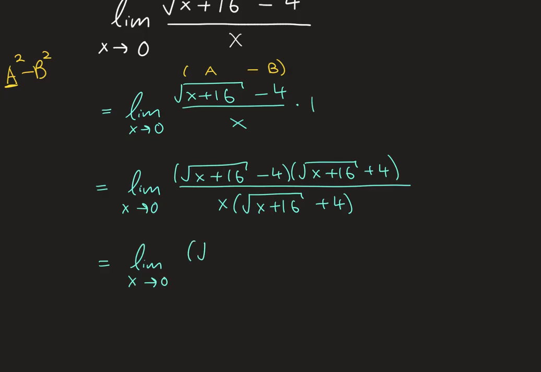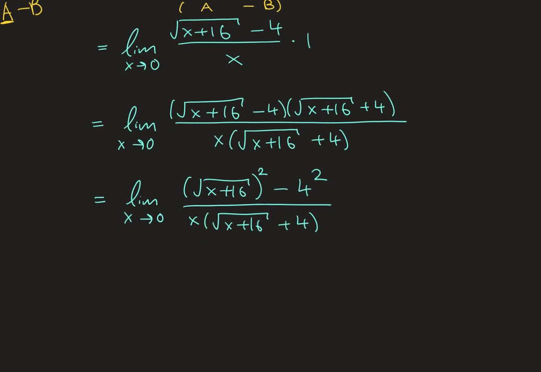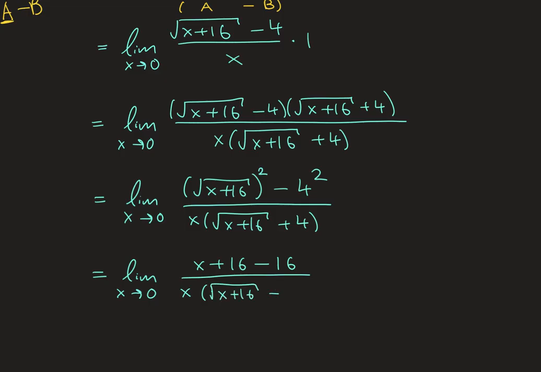That's what I'm going to do, and say that's the same thing as x plus 16 all squared minus 4 squared, all divided by x times the square root of x plus 16 plus 4. And this is me doing some algebra to hope for the best. I hope once I clean this up that I won't have a 0 over 0 situation. So let's see what happens. This is the limit as x approaches 0 of x plus 16 minus 16. Oh, that's nice. Divided by x times the square root of x plus 16 plus 4.